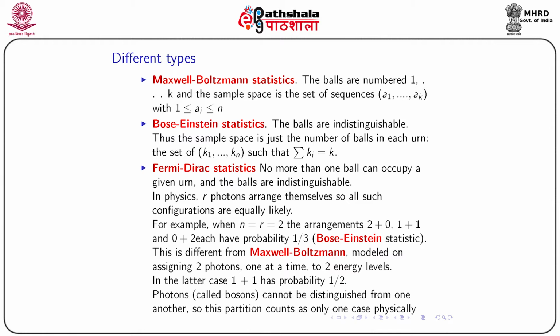This is different from Maxwell-Boltzmann, modeled on assigning 2 photons one at a time to 2 energy levels. In the latter case, 1 plus 1 has probability half. Photons, called bosons, cannot be distinguished from one another, so they are indistinguishable, and this partition counts as only one case physically.